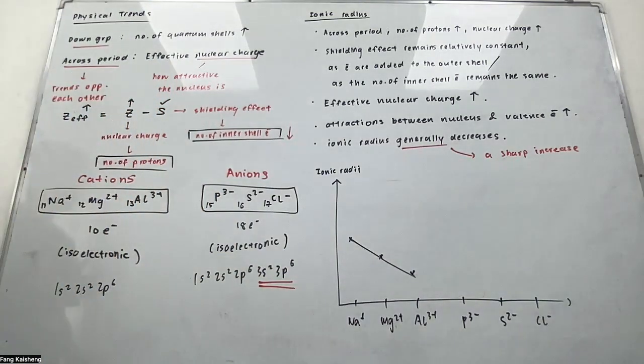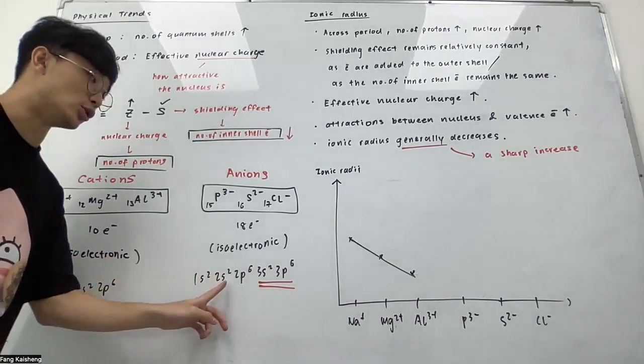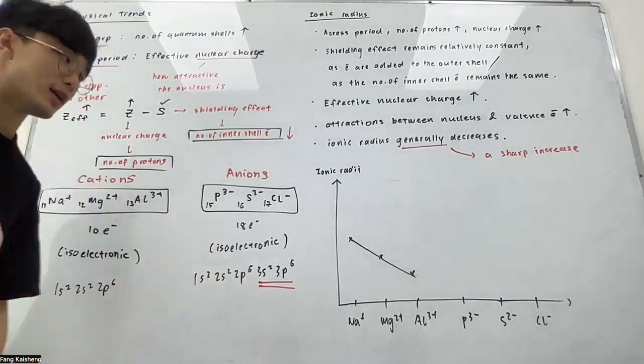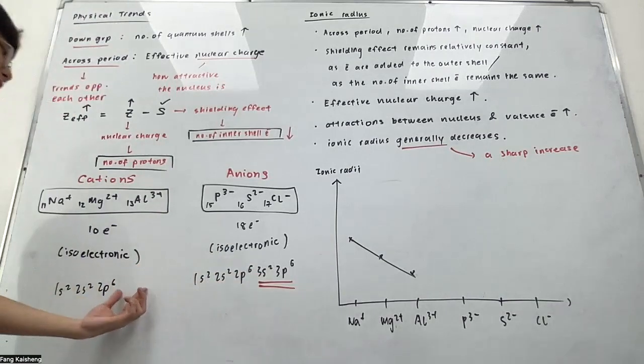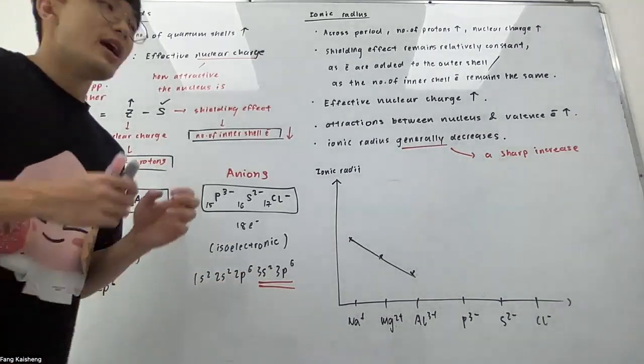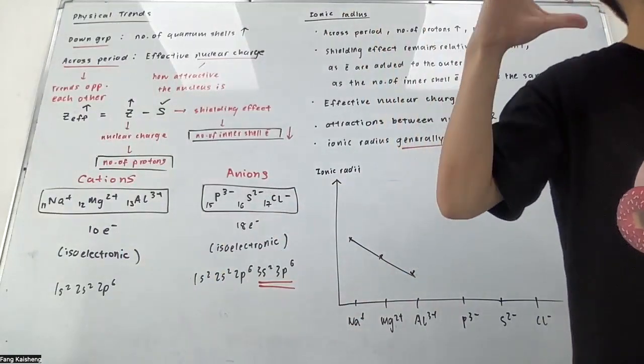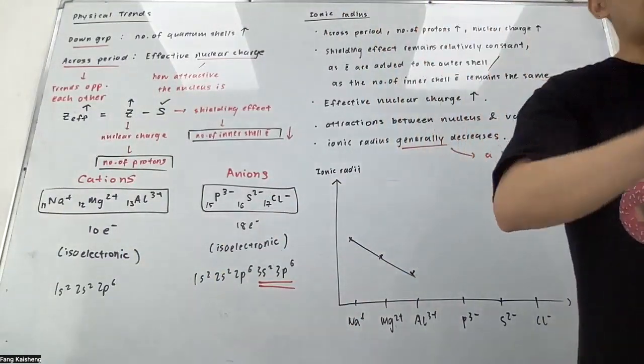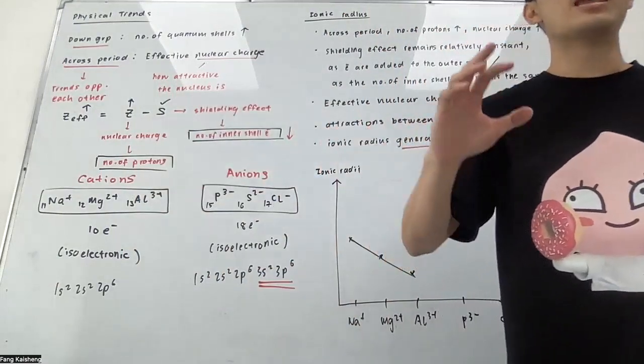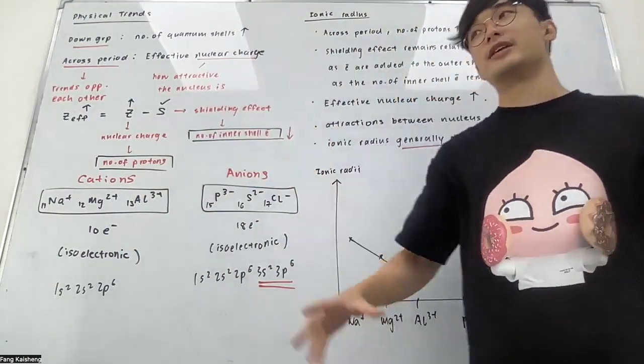Quantum shell, good. Remember guys, quantum shell is used the numbers to denote, right? 1, 2, 3. This guy clearly has a third shell, this guy doesn't, so that's quantum shell. As you can see, guys, if the anions have an extra quantum shell, do you expect the ionic radius to be bigger or smaller than the cations? Bigger. Because it's one additional shell, right? It's going to be larger.